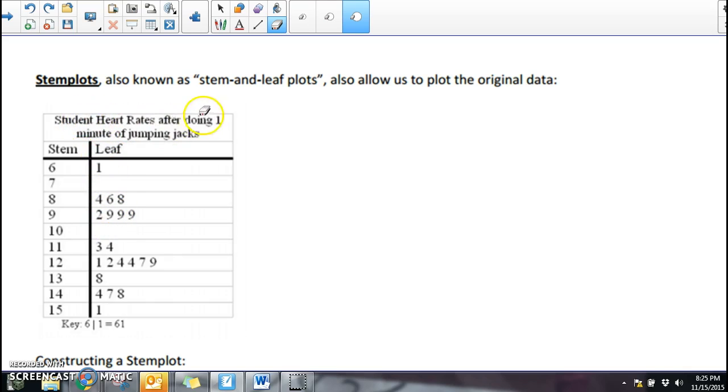We have a title, so you would put your title up here, and then you have the stem part and the leaf part, and you have to include a key to show what it means. So when you see this, that tells you that this number means 61, this number means 84, and then 86 and 88. So when you're doing a stem and leaf plot, you have to include a key so someone can read it. If they look at it and see no key, they might think this is 6.1, right? They might not know how heart rate is recorded. So you need to make sure you do a key.